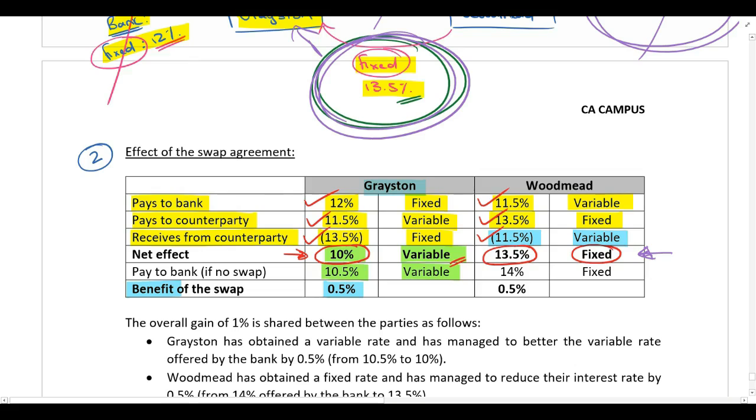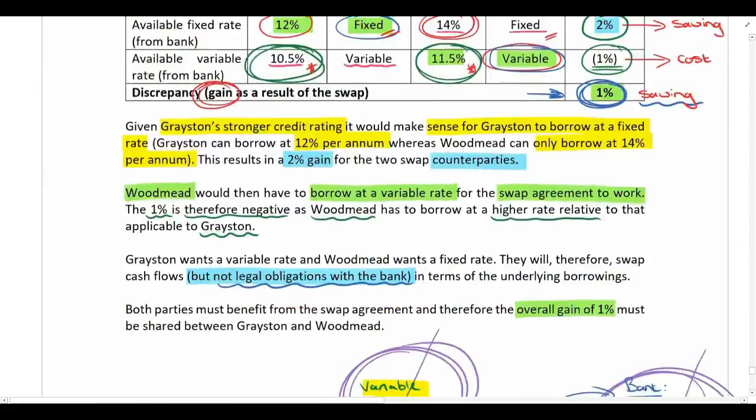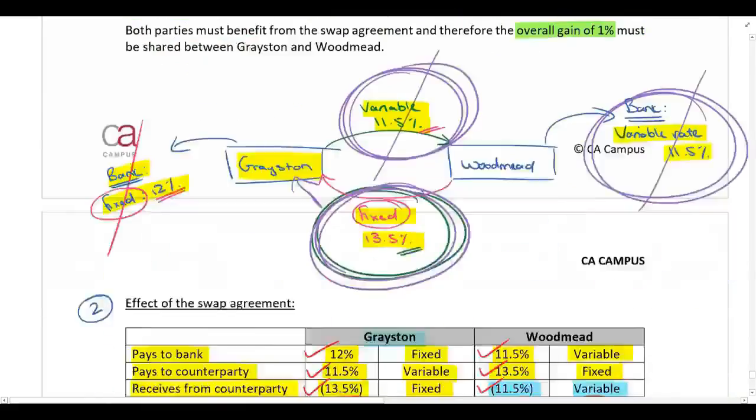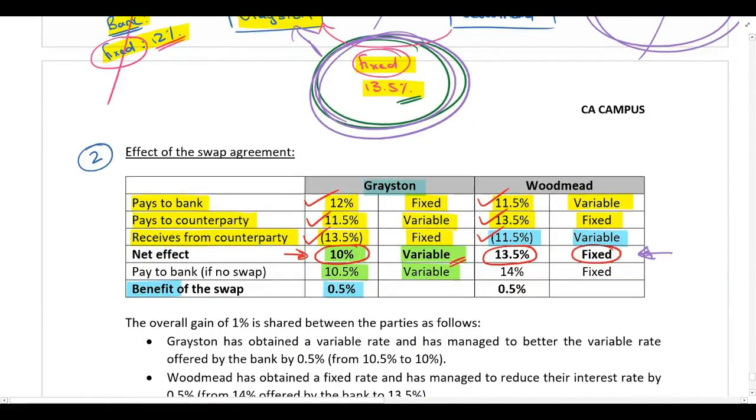If we did not have this swap agreement and Woodmead went directly to their bank, they would be able to borrow from their bank at a fixed rate of 14%. So what is their benefit in terms of this swap agreement? If they go to the bank, they would pay a fixed rate of 14%. Through the swap agreement, they are paying a fixed rate of 13.5%. So they have a gain or a benefit of 0.5%.